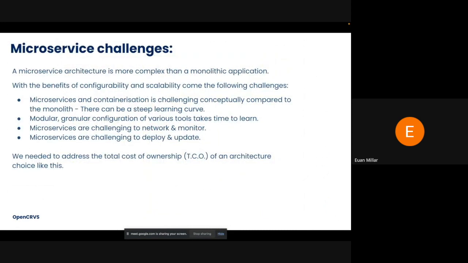So, okay, we've got an architecture decision, but there are challenges to having a microservice architecture. It's obviously much more complex than a monolithic application. With the benefits of configurability and scalability come challenges. First of all, it's a challenge conceptually if you are new to the concept, and there can be a steep learning curve regarding microservices and Docker containerization. Modular, granular configuration of various tools can take time to learn, and they can be very challenging to network and monitor, deploy, and update. So we needed to address this total cost of ownership of this architecture choice. And in the next section, I'll be showing you how we've responded to these challenges to lower the cost of ownership and make life as easy as possible for you.